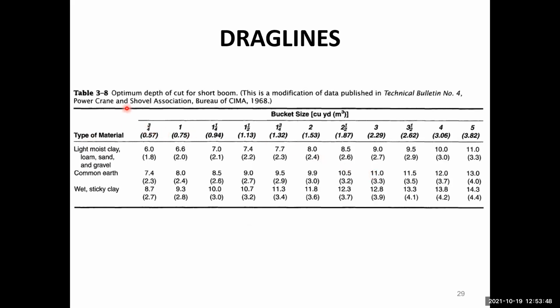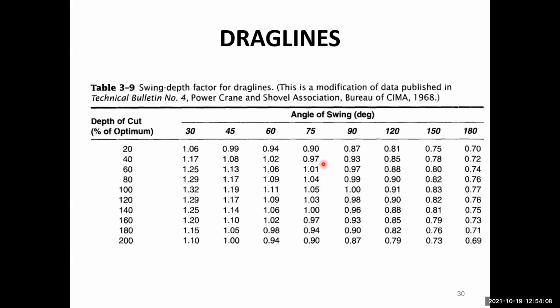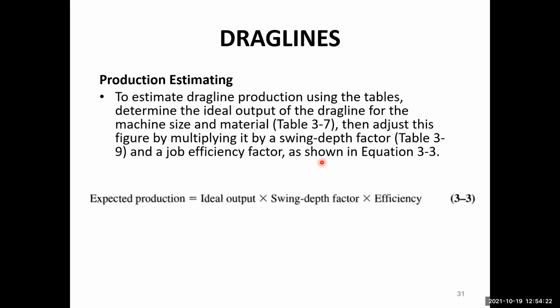Also, there is a table for the optimum depth of cut for short boom. For the dragline there is a bucket size, and then the type of the material, and it will tell us the optimum depth of the cut for the draglines. And for the draglines, there is also a swing depth factor as well, for which this table can be used.